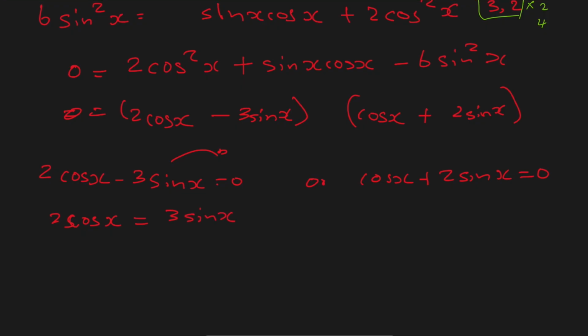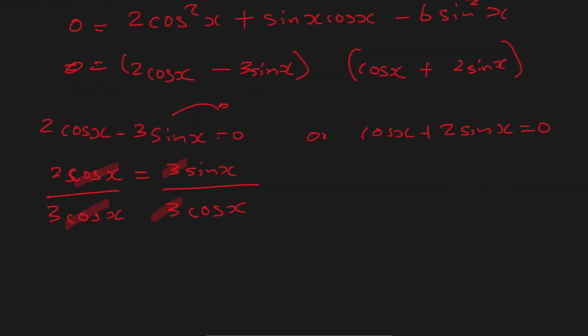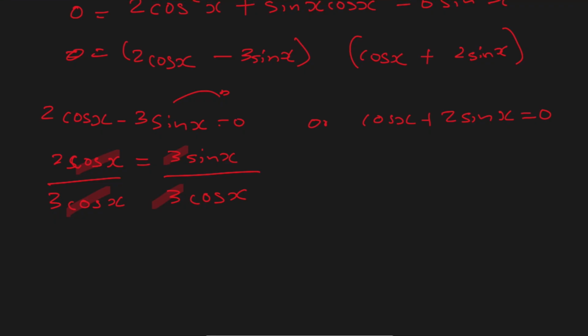Remember now, if we have sine and cos, we can just divide them so that they give us a tangent. So in this case, we're going to divide both sides by what? We're going to divide both sides by 3 cos x, so that we're just left with the tangent there. Okay, so now what is going to happen? This will cancel with that, this will cancel with that, and then we're going to get 3 over 2 is equal to tangent, because sine over cos is a tangent. So we have now tangent of x being equal to 3 over 2. That is one solution that we have.